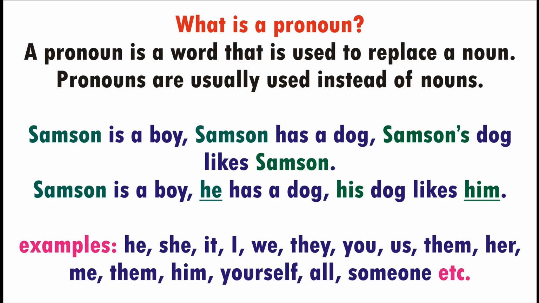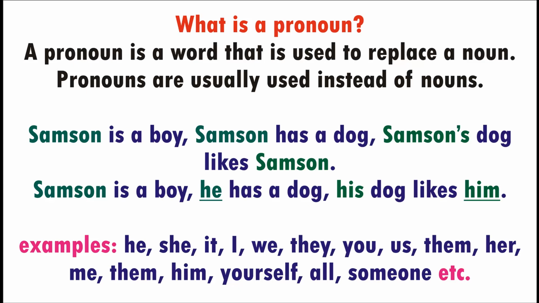The first example: Samson is a boy. Samson has a dog. Samson's dog likes Samson. This sentence, if you listen to it very well again and again, you would realize that the sentence does not sound well because we repeated Samson about 4 times in one sentence. In order to avoid this, then we put a pronoun.